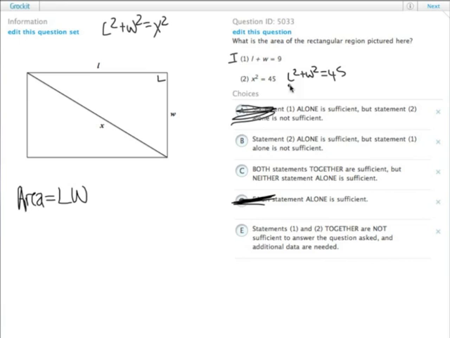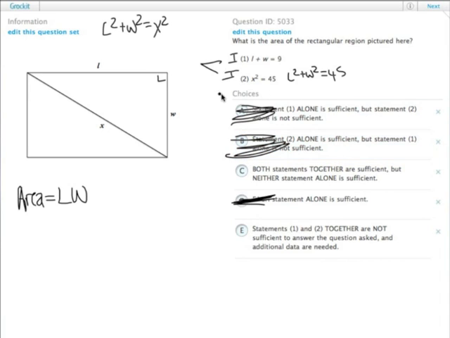But there's more than one value that gives us two numbers whose squares add up to 45, including things where the length and the width could themselves be square roots. So it could be the square root of 42 and the square root of 3, for example. We don't know yet, and so statement 2 is not enough information, so we cross off B.